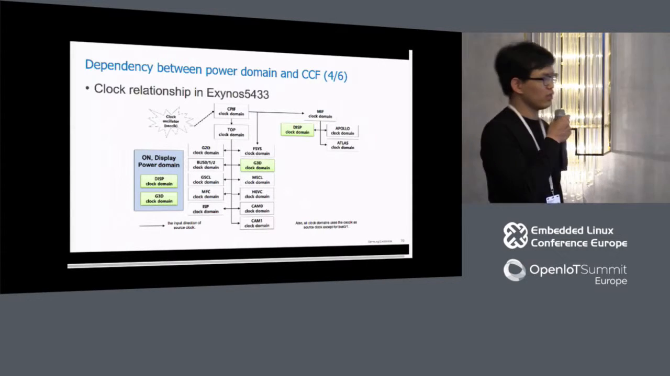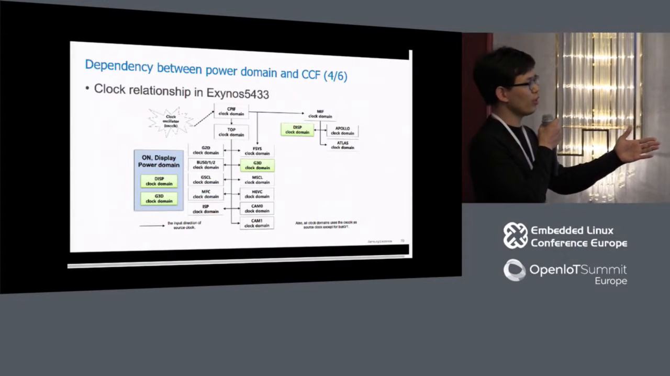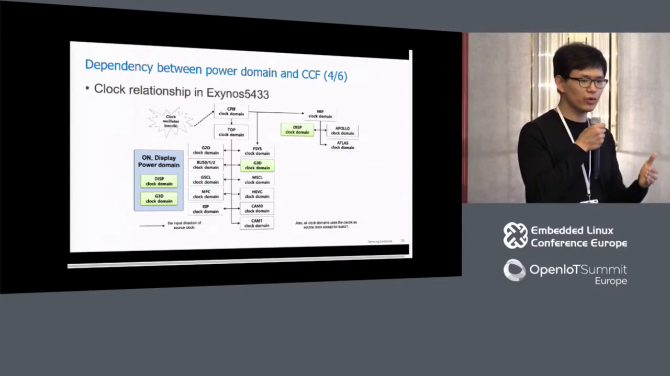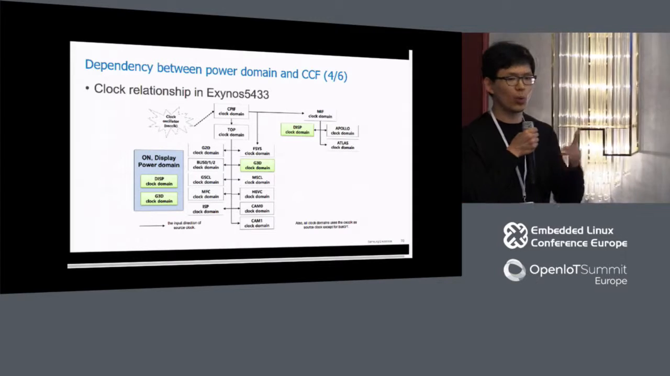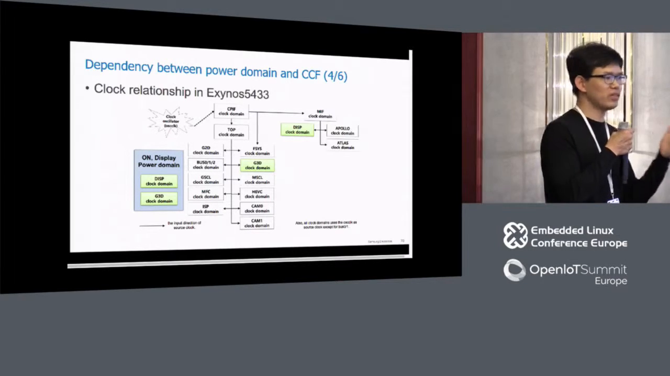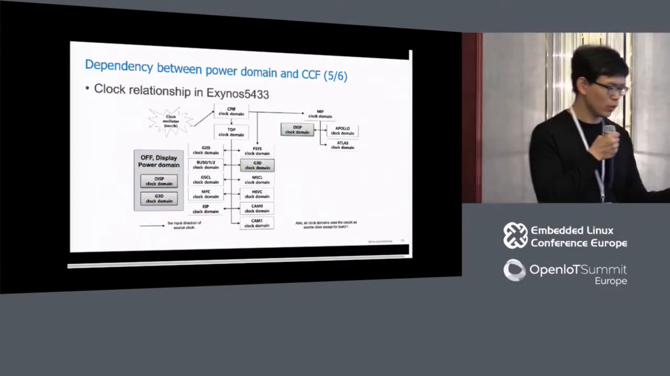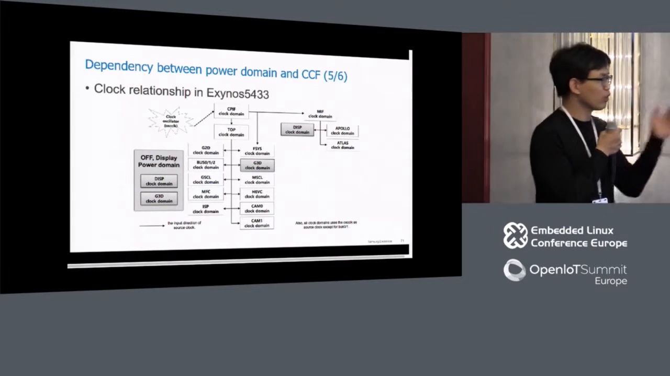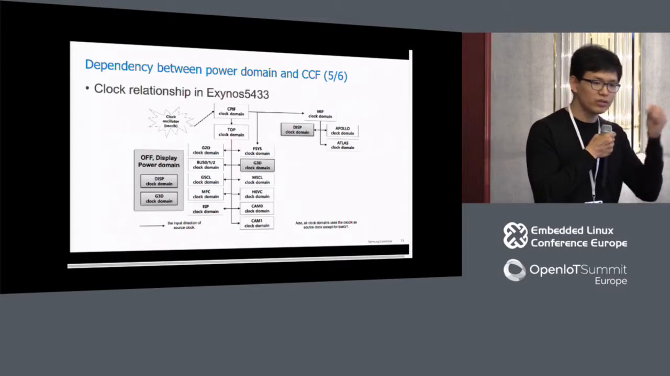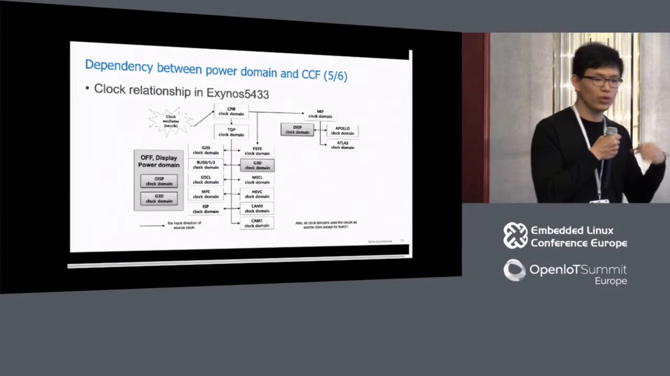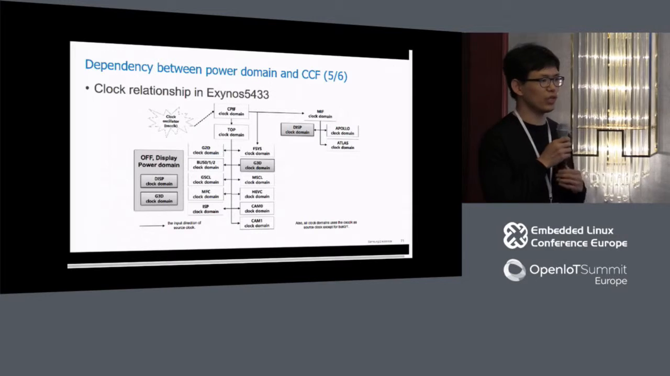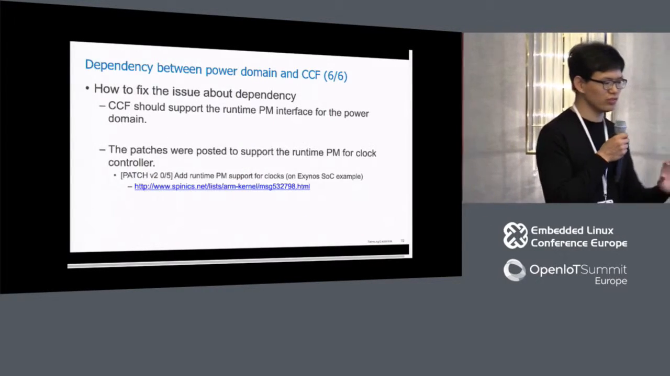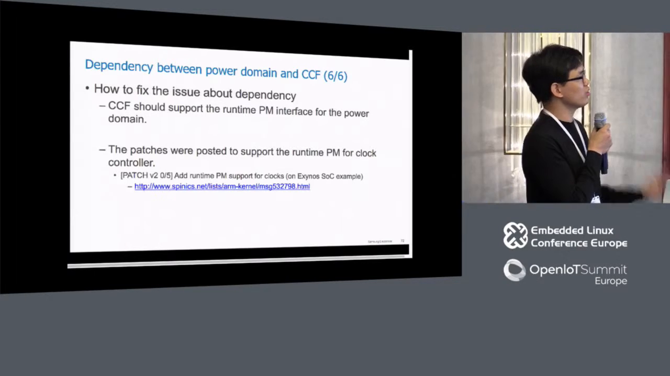As I said, if a child clock controller belongs to the power domain, the clock controller should handle the clocks when the power domain state is changed. On the other side, when the power domain state is changed, the child clock controller should know this changed state. In our case, for a temporary solution, we use the notifier chain, but it is just a temporary solution. So how to fix the issue?